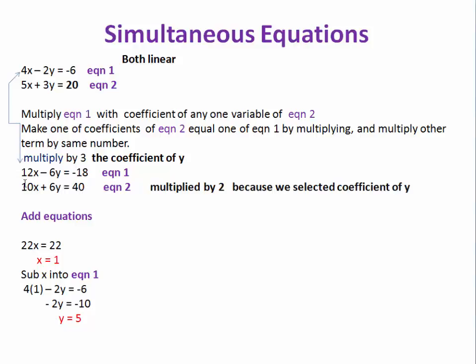When we do that, we find that our y's, because we chose these coefficients from the y, are the same. So we've got minus 6y here, plus 6y here, and then because they're different signs, we add. Minus 6y plus 6y is 0, so that gets rid of our y's. Add the 12x and the 10x, 22x, add the minus 18 plus the 40, so plus 22. So our x equals 1, substitute into equation 1, and we get y equals 5.